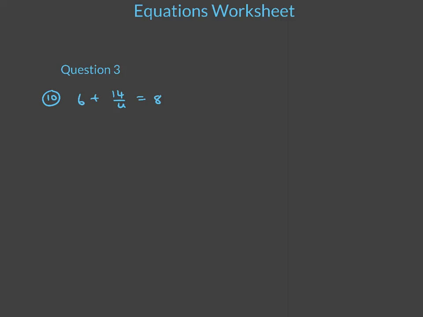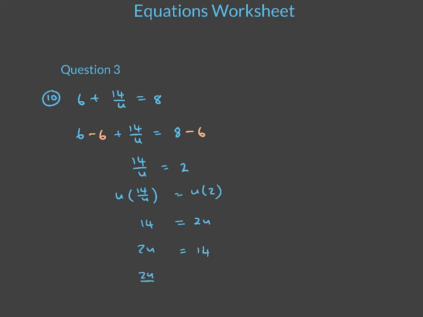Question 10. Try to get that 14 over u alone, minus 6 on both sides of the equation. So 14 over u is equal to 2. Multiply u on both sides of the equation. So 14 is equal to 2u. 2u therefore is equal to 14. Divide both sides of the equation by 2. So u is equal to 7.